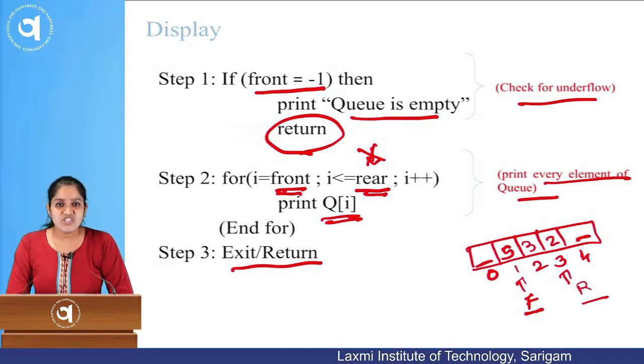So in this lecture, we have studied the linear queue, that is a very simple queue where insertion is done at one end, called the rear end, and deletion is done at the other end, called the front end. In the next lecture, we are going to study different variants of queue, that is the circular queue, double-ended queue and priority queue.